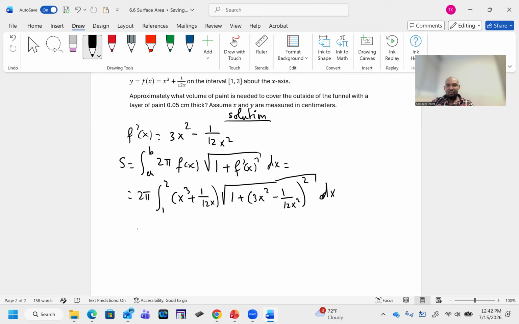So let's expand this one. I don't want to write too much. That's your algebra. You need to always know your algebra, okay? Most of the time, things will simplify themselves if you do really good. So I'm going to expand this one, 3x squared minus 1 over 12x squared, to the square. I'm going to expand that and add to 1 and see what I will get, okay?